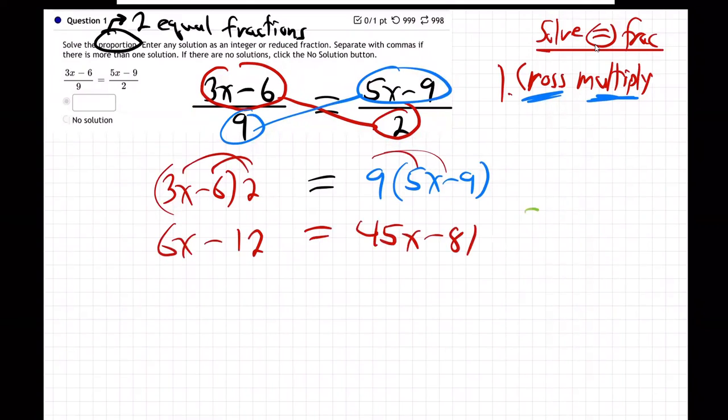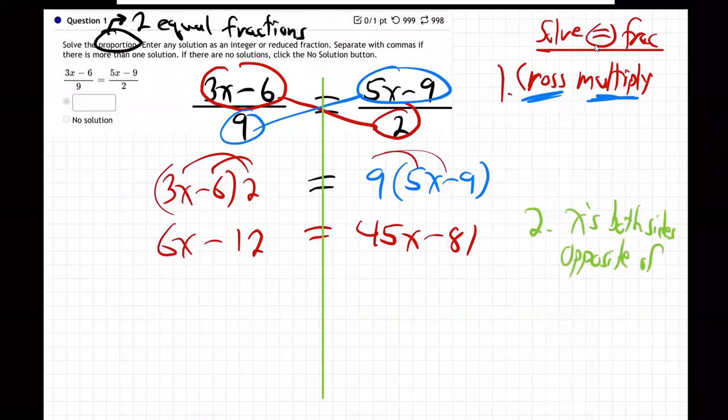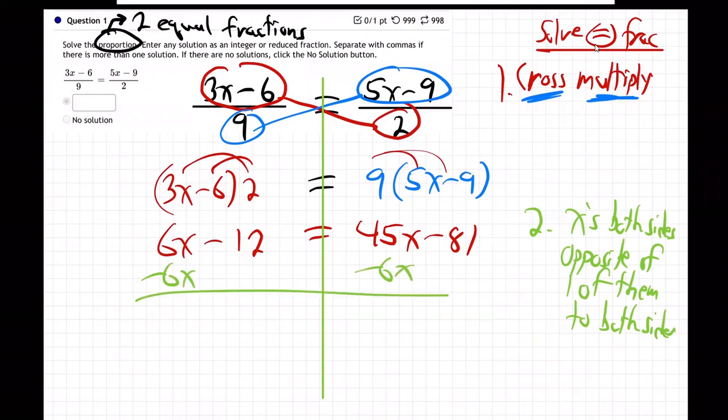How do you handle step 2, when you have x's on both sides? See, here's the wall. We put in the wall separation. See how we have x's on the left, x's on the right. What do we always do? X's on both sides, we do the opposite of one of them to both sides. You always got to do the same thing to both sides, right? So I usually do the lower, so minus 6x to both sides like that. Boom, boom, boom. It's gone.